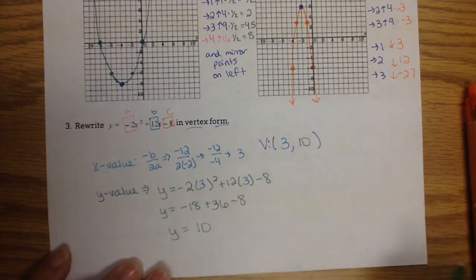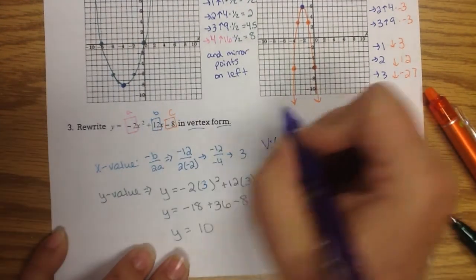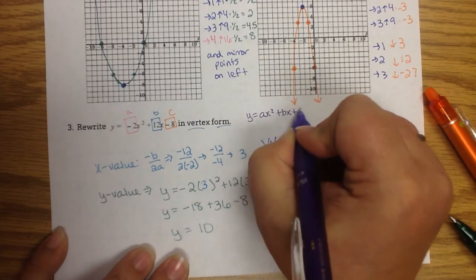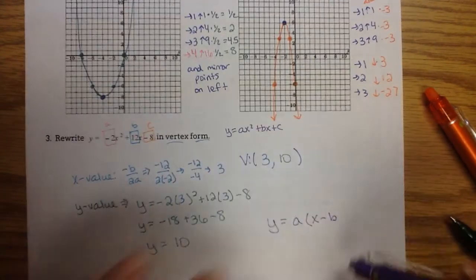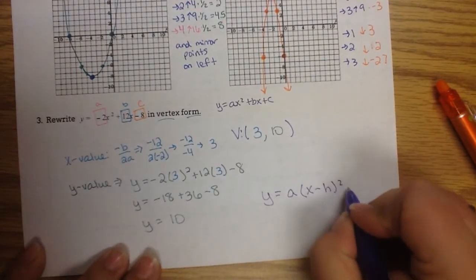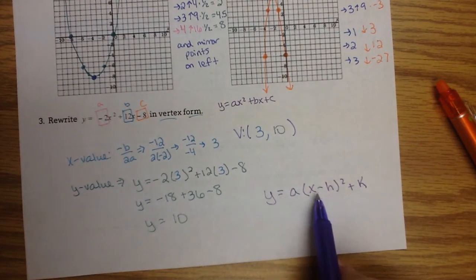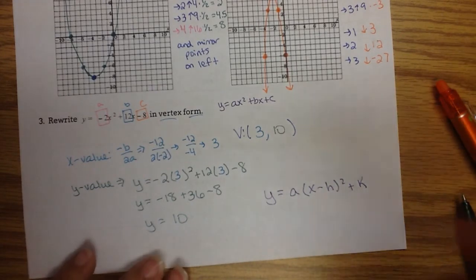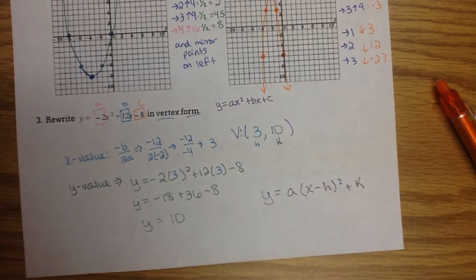So in order to write this in vertex form, okay, remember standard form is y equals ax squared plus bx plus c. Vertex form is a times x minus h squared plus k. Well, x and y are going to stay. I'm going to need to replace a, h, and k. The vertex is h and k. So where in the world am I going to get that a from?